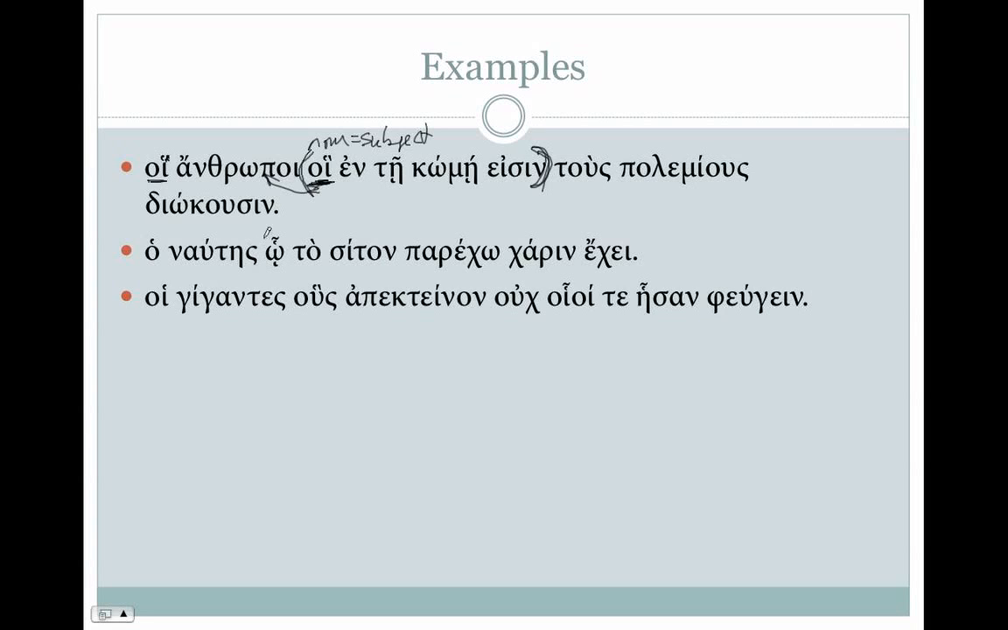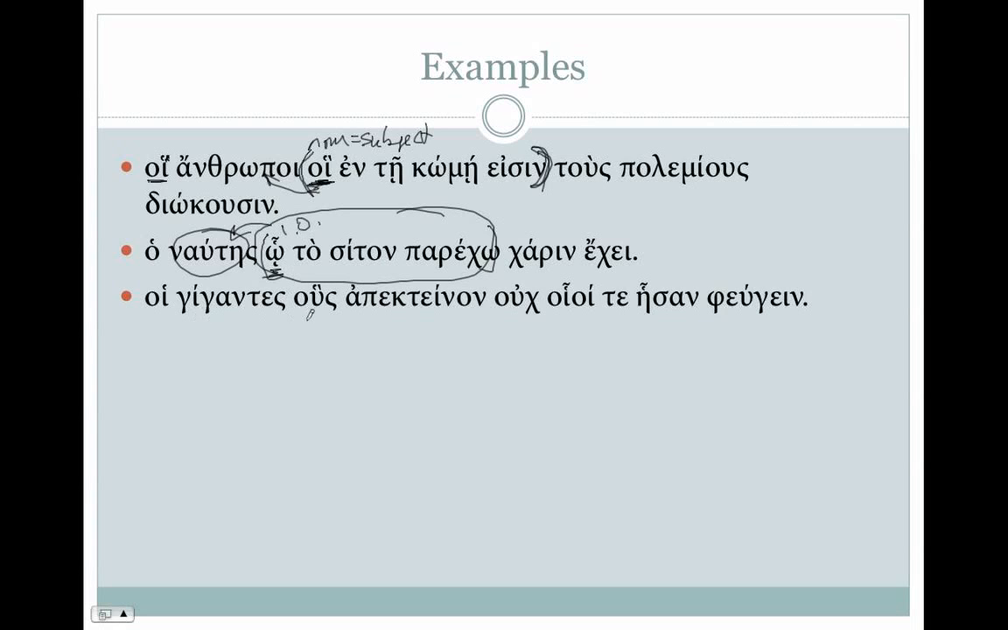What about this sentence here? Ho nautes, ho, the sailor, ho, all right, we've got a relative pronoun. It's masculine and singular because nautes is masculine and singular. It's dative, so that means, when I think about it, it's probably going to be an indirect object. To whom? The food I give. I provide food to him, right? So the sailor, to whom I provide food. Now I can jump back out. Is grateful. Karen eke. So the main sentence is the sailor is grateful. This clause is describing the sailor.